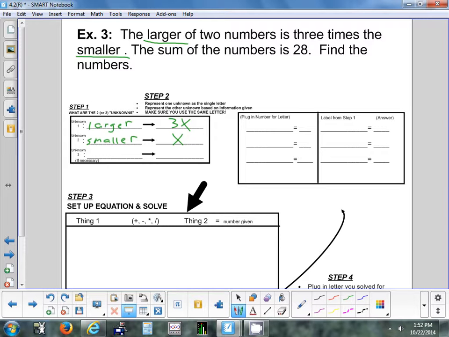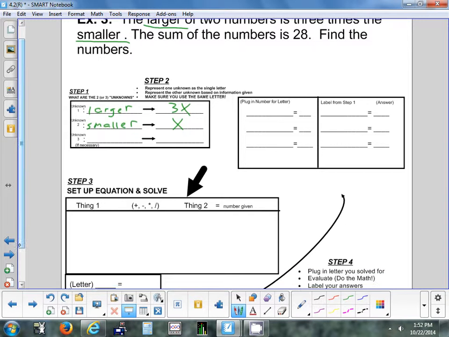I'm sorry to stop you, but it's where people are making mistakes. Some of you are putting 2x plus 3. You don't need to do that. It's just asking for 3 times the smaller. The smaller right now is x. 3 times x, that's all we do.